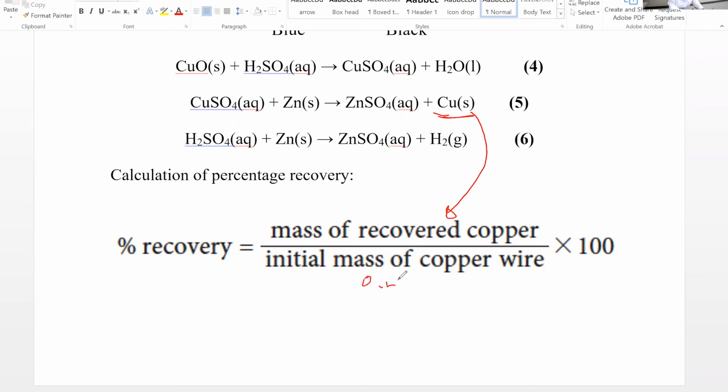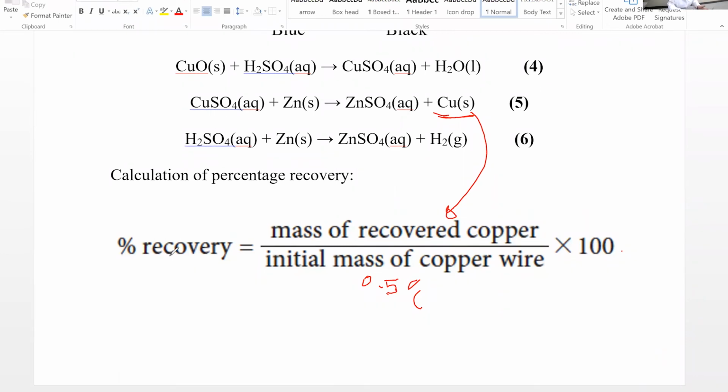Let's say if I use 0.5 gram, then I would have 0.15 gram here. That would be the mass of the copper, and then multiply by 100. That gives the percent recovery. This percent recovery should be 100%. That is going to be following the law of conservation of mass. But is it going to be 100% all the time?